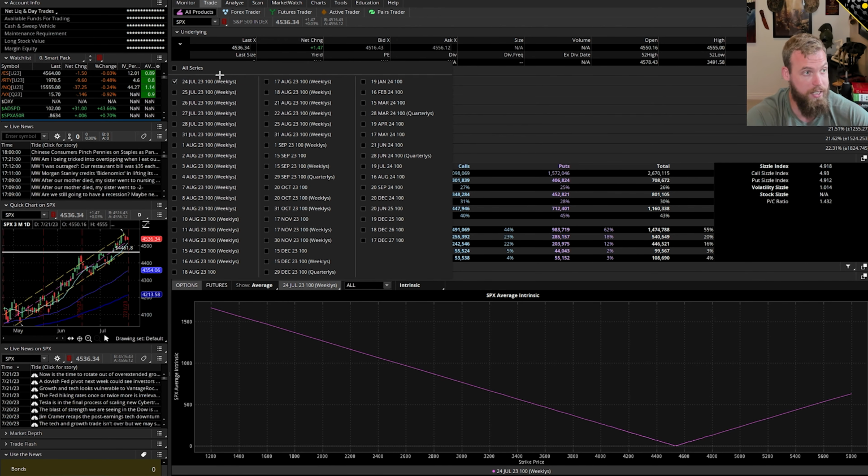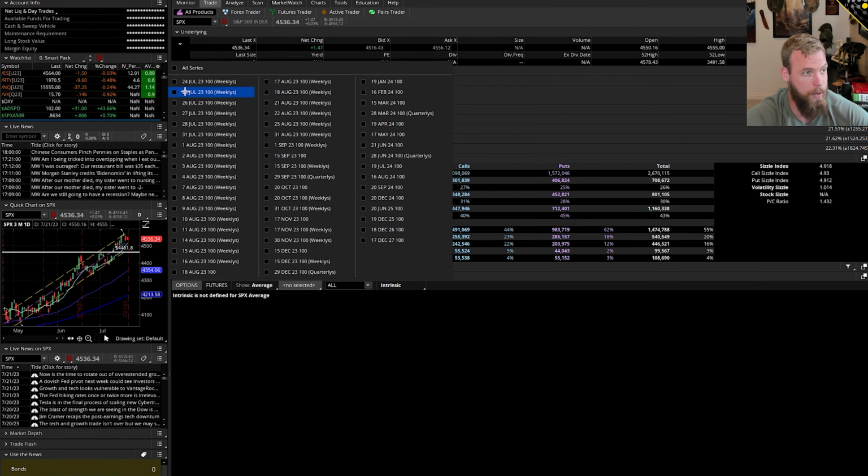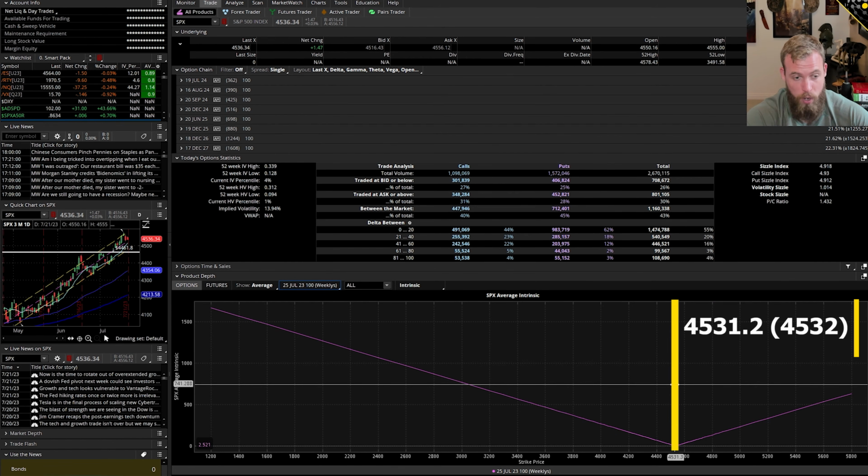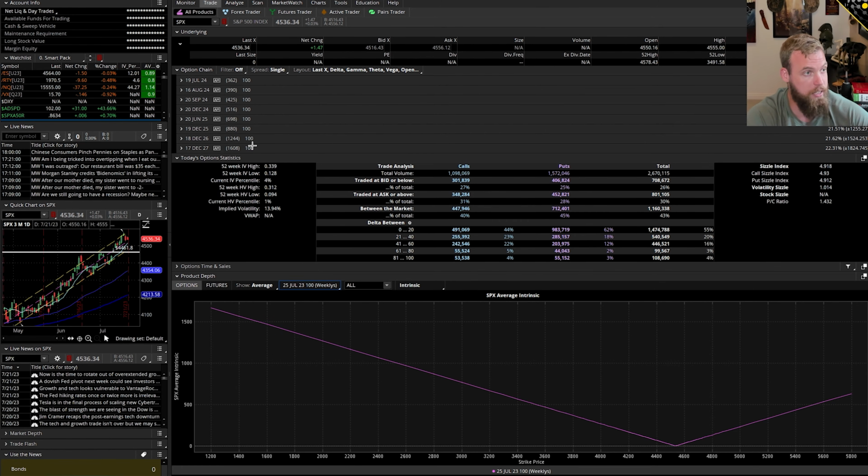You want to isolate whatever expiration cycle you're looking at. So going off of this 25 July series, we can see that maximum pain is right around 45.32, is what I would say. Options have to move in full strike prices. So even though this will show you distances between strikes, meaning it goes from 4,400 and then has a decimal point, the strikes don't have a decimal point. So you just round and you get kind of the closest idea that you have.